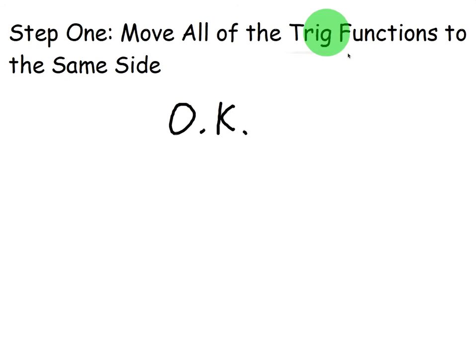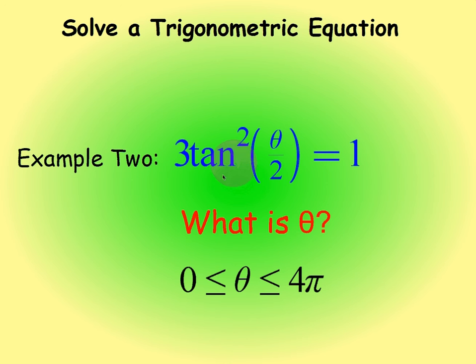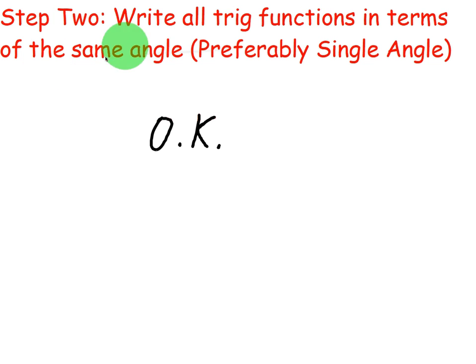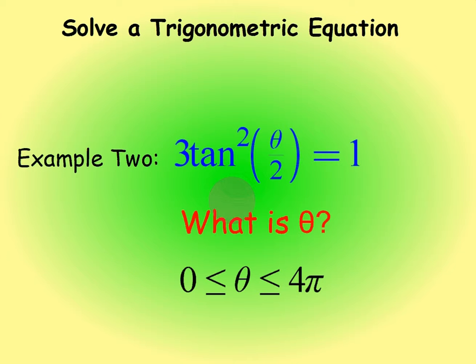Step 1 says to move all the trig functions to the same side. Well, guess what? Tangent's already on one side, 1 is on the other, which is not a trig function, so we're good to go for that step. Step 2, write all the trig functions in terms of the same angle. Now, it's preferably a single angle, but if you already have one trig function in the equation, you don't need to write it in terms of one single angle. So this theta over 2 is completely fine because we just have a tangent in the equation.